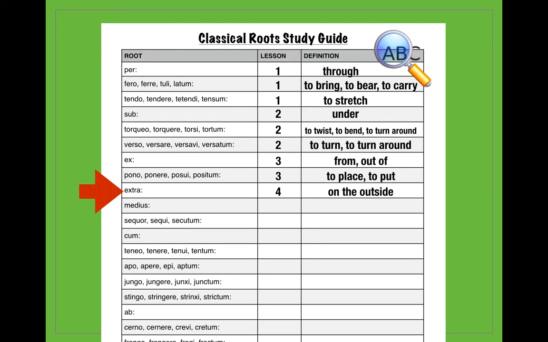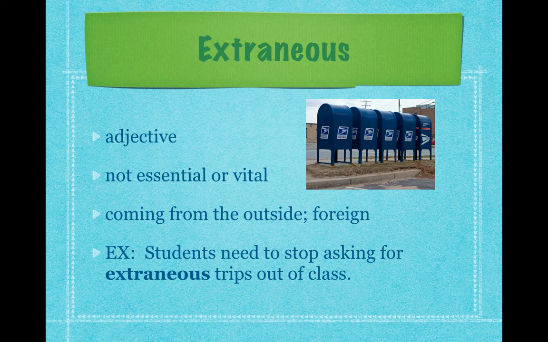We have several words that we're going to learn that use this root. The first word is extraneous. Extraneous is an adjective, which means it's a describing word, and it has two definitions. It can mean not essential or vital, or it can mean coming from the outside or foreign. An example of extraneous used in a sentence: students need to stop asking for extraneous trips out of class. Meaning, they need to stop asking to leave the classroom when it's not absolutely necessary or essential.